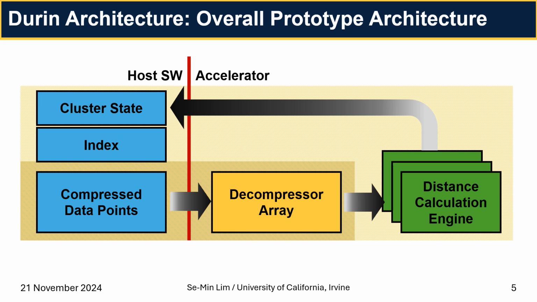The index and cluster states are stored in an uncompressed format because the software also needs to access them. Our prototype of Durin is implemented for the DBSCAN clustering algorithm with Haversine and Euclidean distance metrics. The clustering algorithm is run by host software in multi-threaded mode for faster clustering.